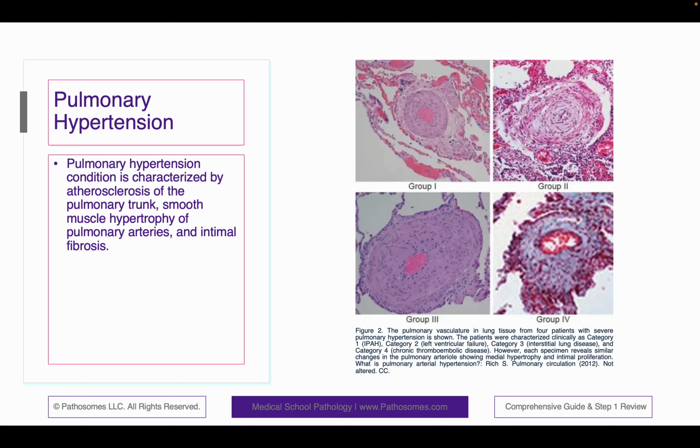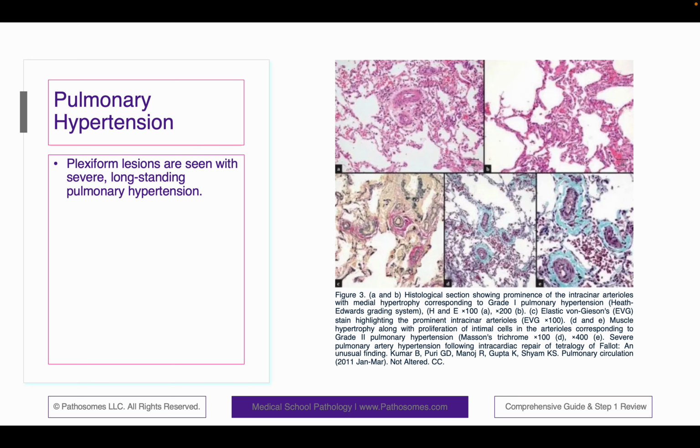Pulmonary hypertension is characterized by atherosclerosis of the pulmonary trunk, smooth muscle hypertrophy of the pulmonary arteries, and intimal fibrosis. There may actually be plexiform lesions that may be seen with severe, long-standing pulmonary hypertension.